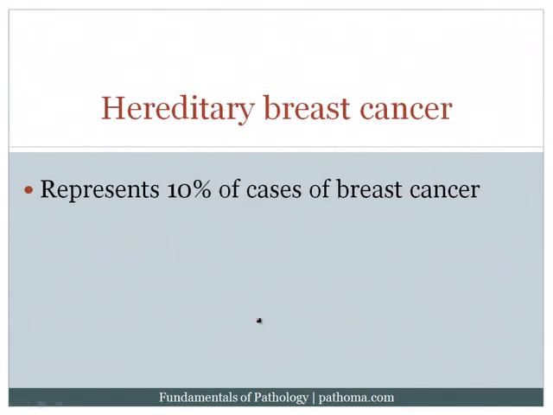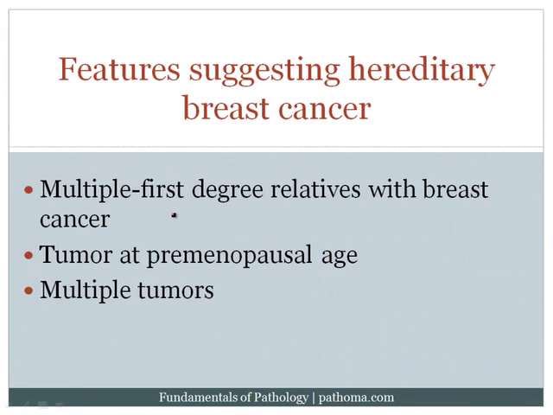Hereditary breast cancer represents 10% of cases of breast cancer, and there are some features that you can see within a patient that would suggest hereditary breast cancer. For example, if the patient has multiple first-degree relatives with breast cancer, you might think about the fact that the patient may have hereditary breast cancer. If the patient has tumor at a premenopausal age, remember that breast cancer is classically a disease of postmenopausal females. However, if the patient gets cancer at a premenopausal age, you might think about testing the patient for hereditary breast cancer. And also, if a patient develops multiple tumors, that would be highly unlikely, and so again, we would test for hereditary breast cancer.